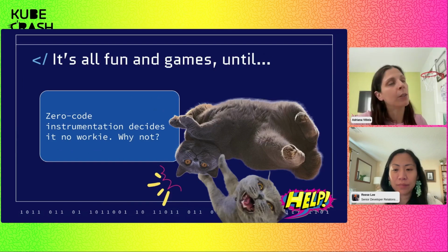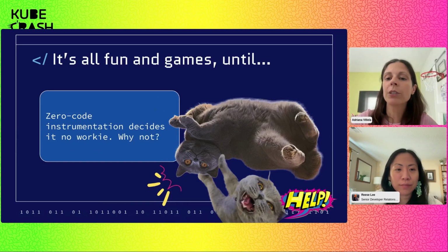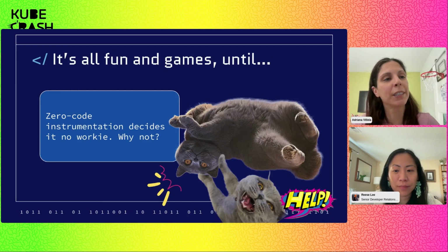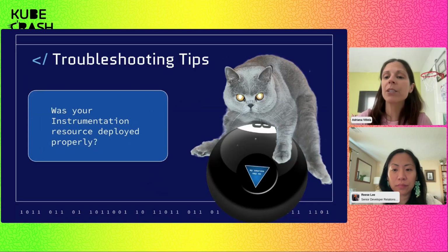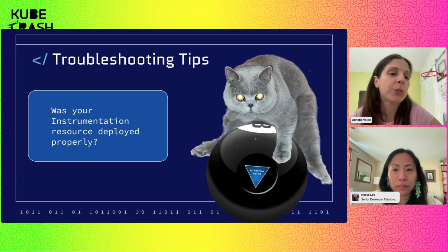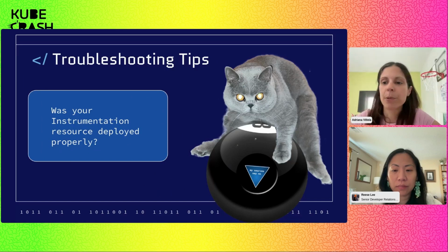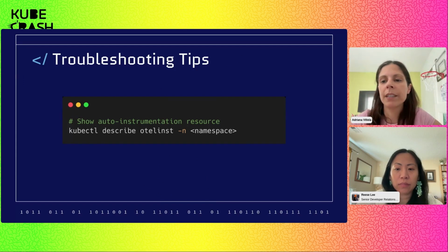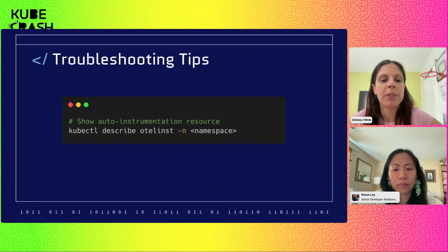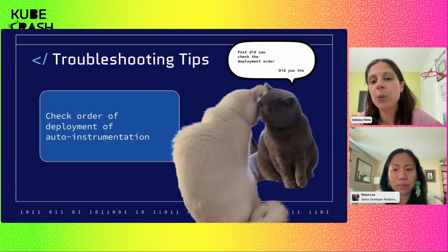Now, as we saw with Reese talking about the OTel collector, understanding theory is one thing, but putting it into practice is another, and what happens when you deploy the instrumentation resource and things do not work. So let's look at some quick troubleshooting tips. First of all, did the resources deploy properly? So we want to make sure that that instrumentation resource was created in your Kubernetes cluster by running this lovely command: kubectl describe otelinst -n, and the namespace is whatever namespace that your instrumentation resource is deployed to.